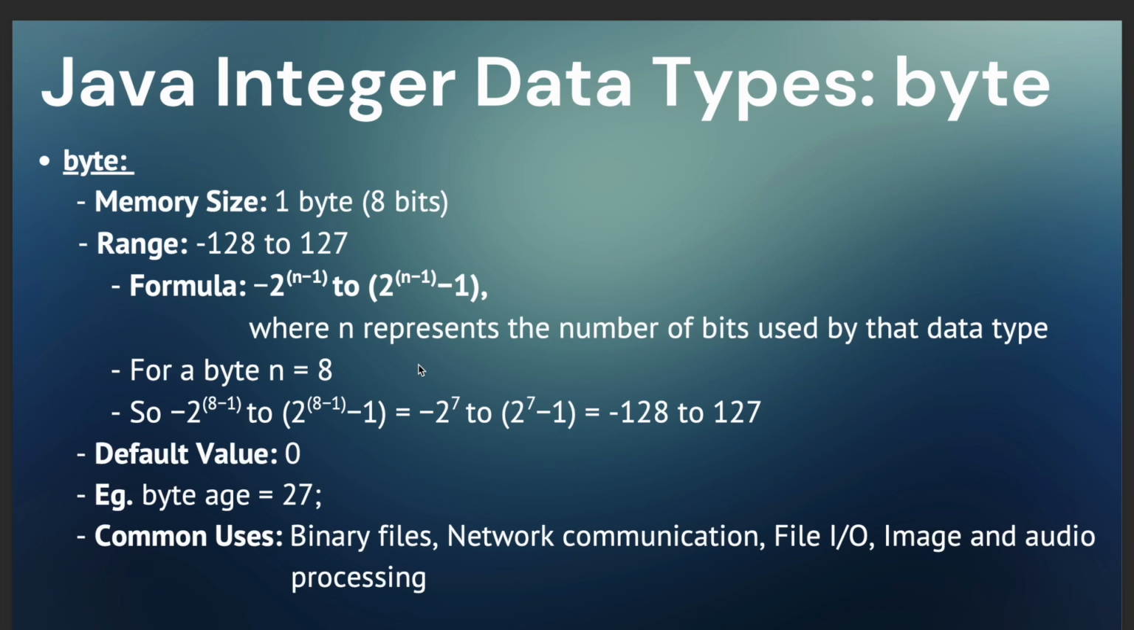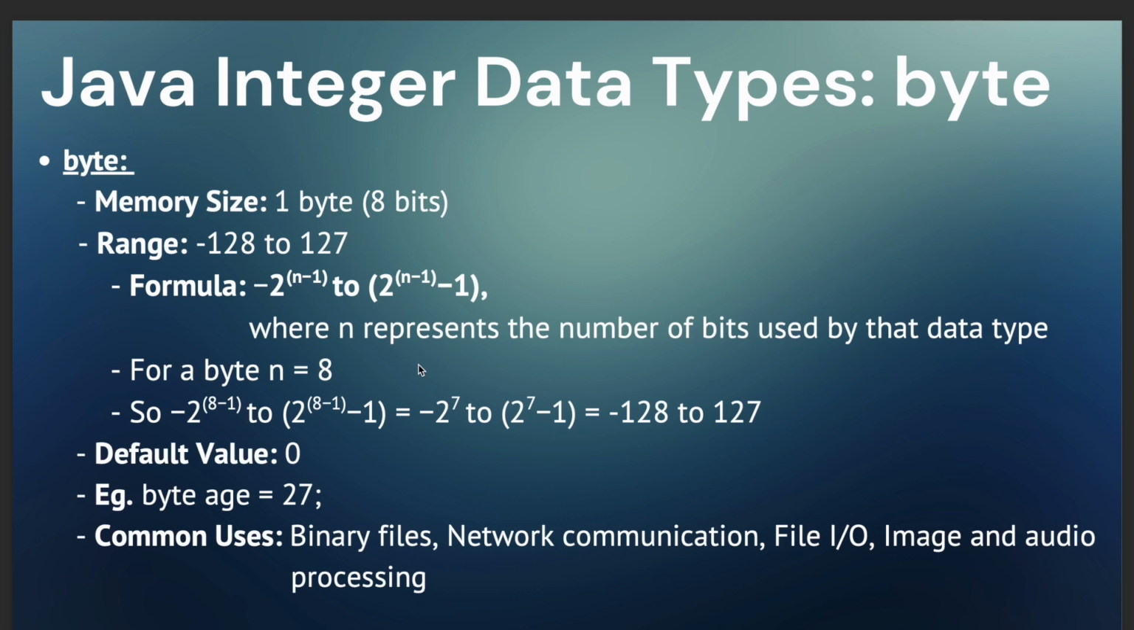Now let's look at each integer data type one by one. We will begin with the four integer data types byte, short, int, and long, and understand their memory sizes, ranges, and real world use cases. As the name suggests, integer data types are used to store whole numbers, meaning numbers without any decimal point. Examples include 17,000, 0, or minus 77. The smallest integer data type in Java is byte. It occupies just 1 byte or 8 bits of memory. Its range is from minus 128 to 127 and the default value is 0.